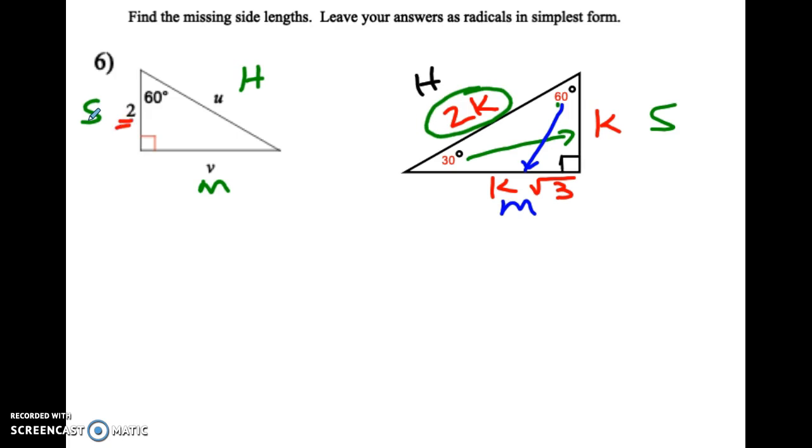So the 2 times 2 means that side is going to be 4. The medium side is the short side times the square root of 3. So it means the V will be 2 times the square root of 3. If you're okay with everything here, you may stop the video. If you're curious as to why the ratios are what they are, you may continue to watch.